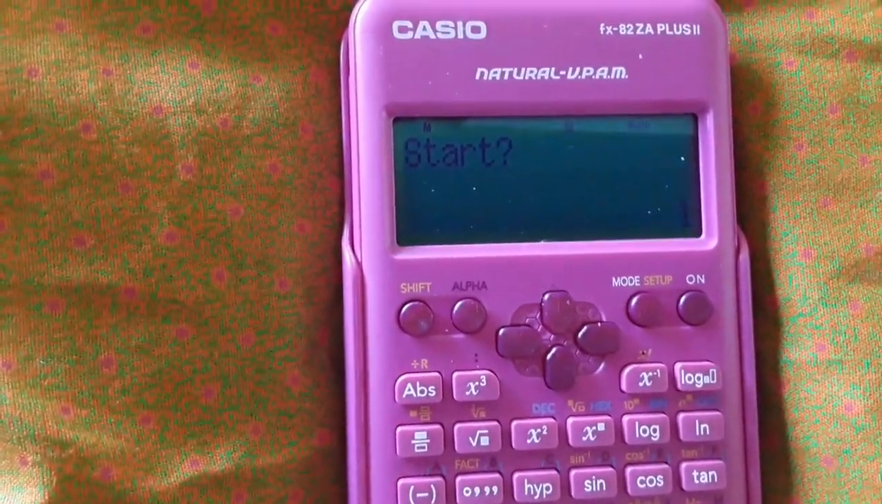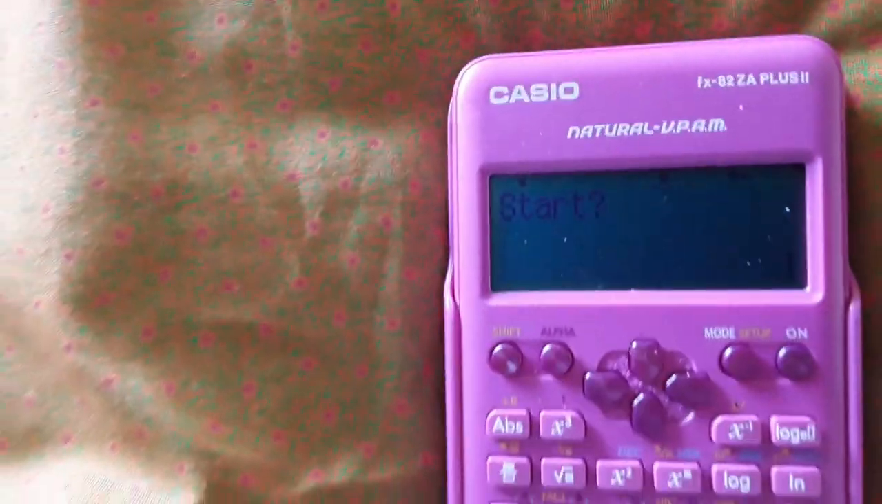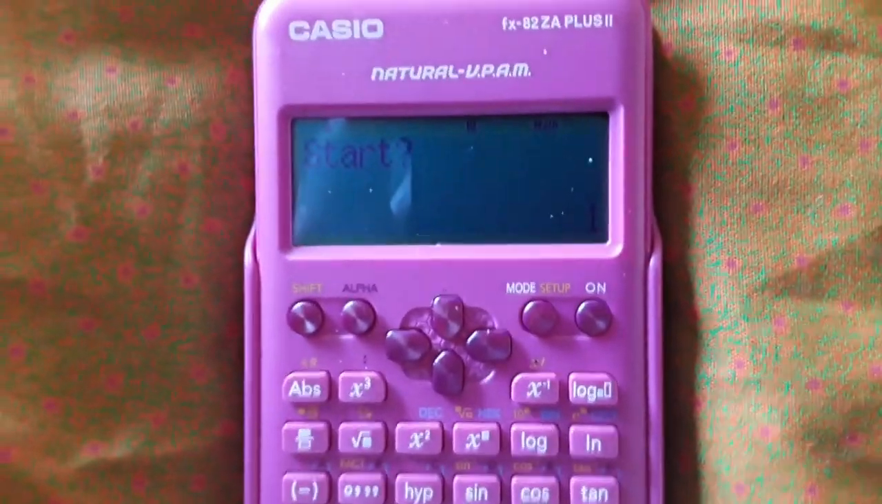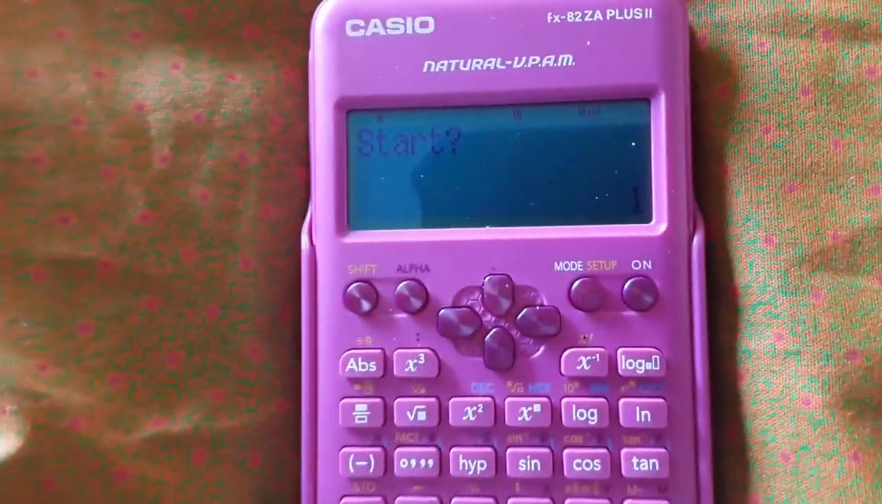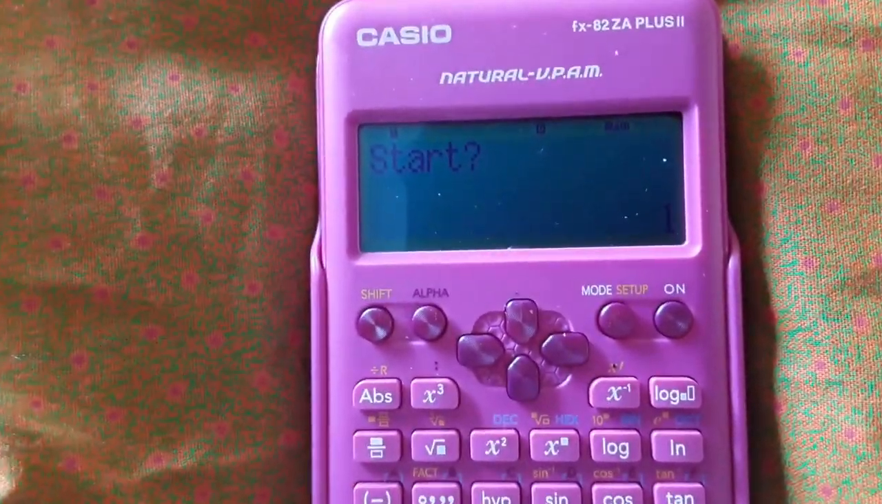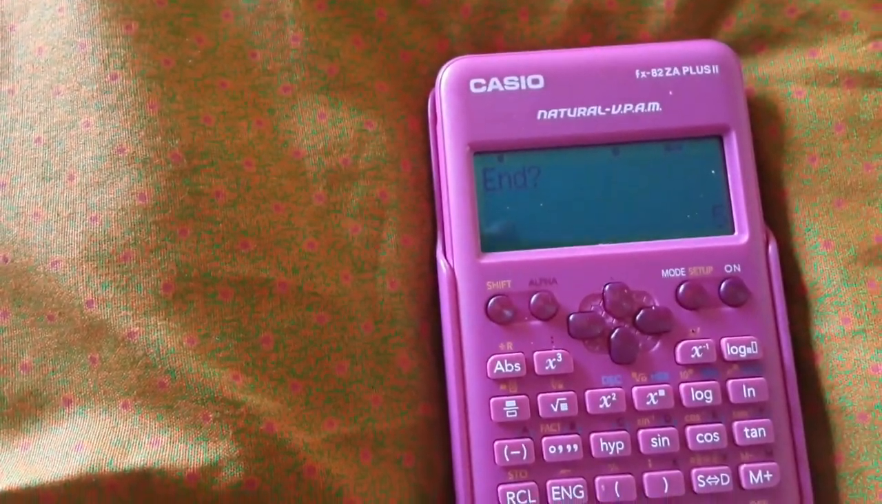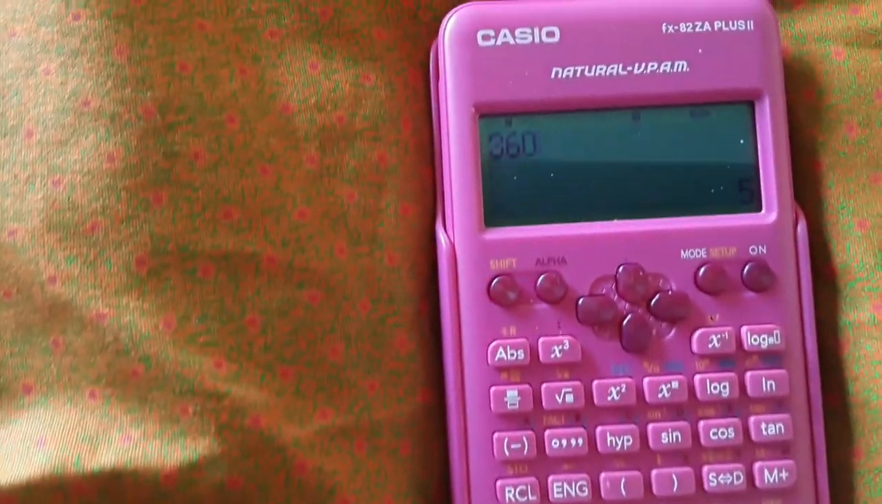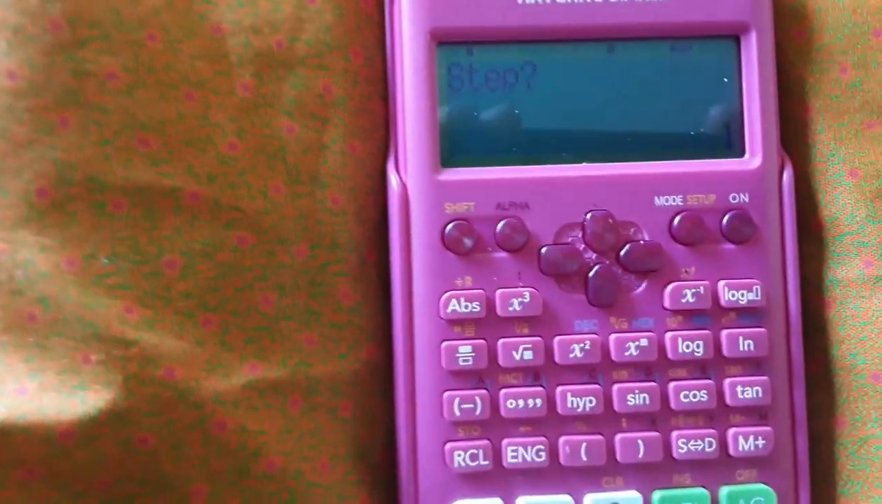Where do we want to start? We want to start from 0 to 360. Most of the time on your questions, you will be given the domain, which tells you where x should start and where it should end, and that's what you follow. So here we're going to start from 0. I say 0, and then equal. Where do we want to end? 360, equal. Perfect. What is the step?